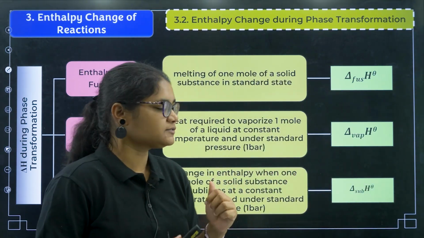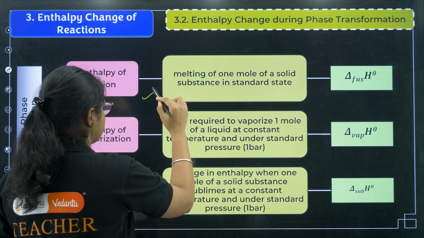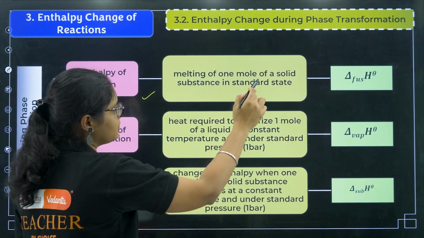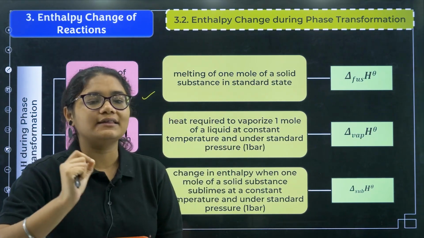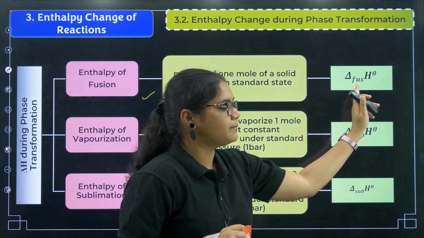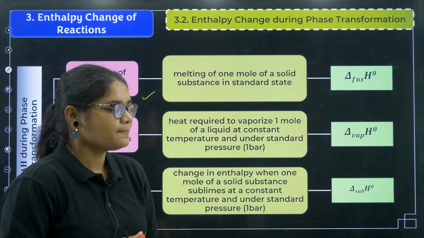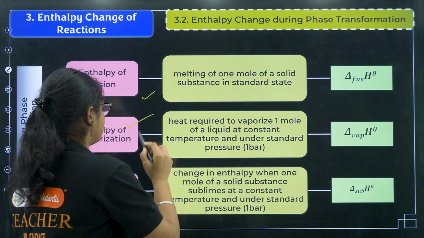Okay, so the first one is your enthalpy of fusion. And what is it? When you melt 1 mole of a solid substance and it is in the standard state, it is called as enthalpy of fusion. It is denoted by delta H fusion. Okay, next we have enthalpy of vaporization.